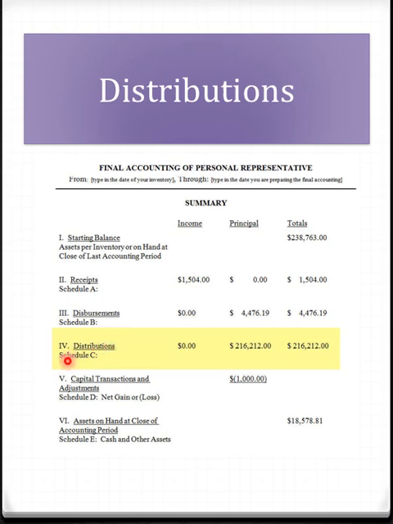Line 4 covers distributions under Schedule C. If you look at Schedule C, you will see that under the income total there's 0, and under the principal total there's $216,212.00. 0 plus this amount equals this amount.